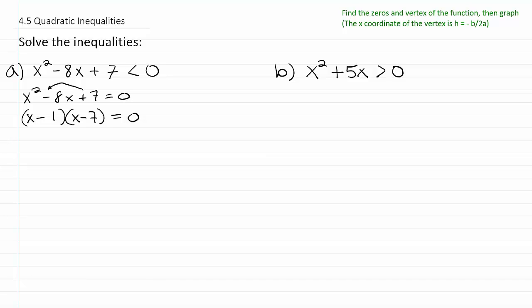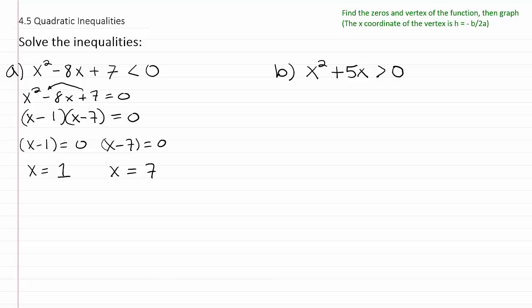Then we apply the zero factor property, which says basically that we can separate these and set them equal to 0 by themselves, right? And that means that x is equal to 1, and that means that x is equal to 7. So those are the zeros of the function, or that's where the graph crosses the x-axis, right? So the solutions or the zeros of the function.